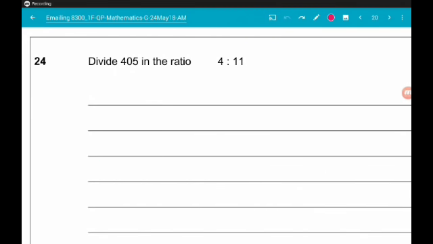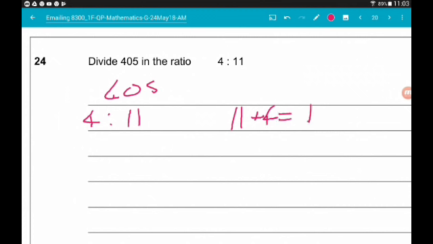24 wants us to divide 405 in the ratio 4 to 11. So a standard ratio question here. So 405 in the ratio 4 to 11. Okay, first step, add the parts of the ratio together. So 11 add 4 is 15. Now we need to know how many lots of 15 are in 405.